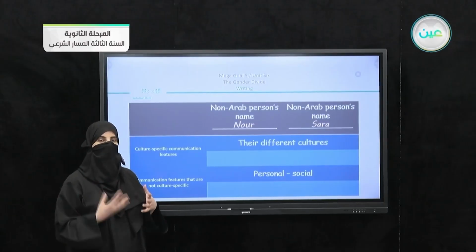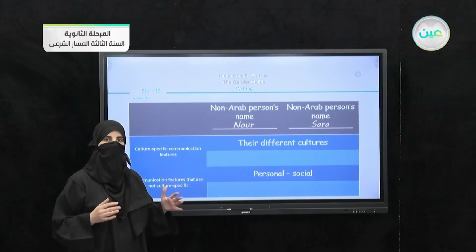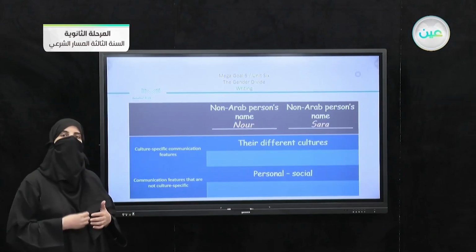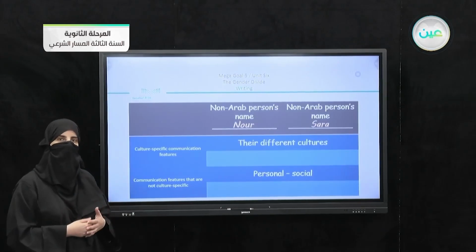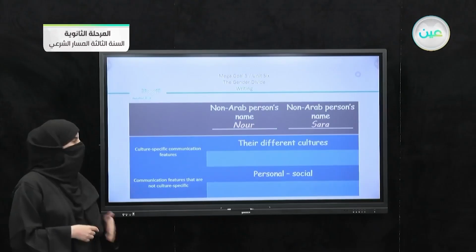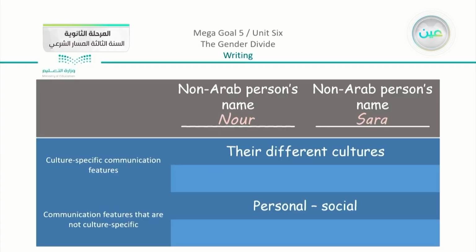It is normal that each country has a different culture, and we are going to describe something about their culture. On the other hand, we have the communication features that are not culture specific. We can choose something personal or social. We can also keep in mind a way to describe gestures and facial expressions, to combine with the idea in the book, which is verbal and non-verbal language.